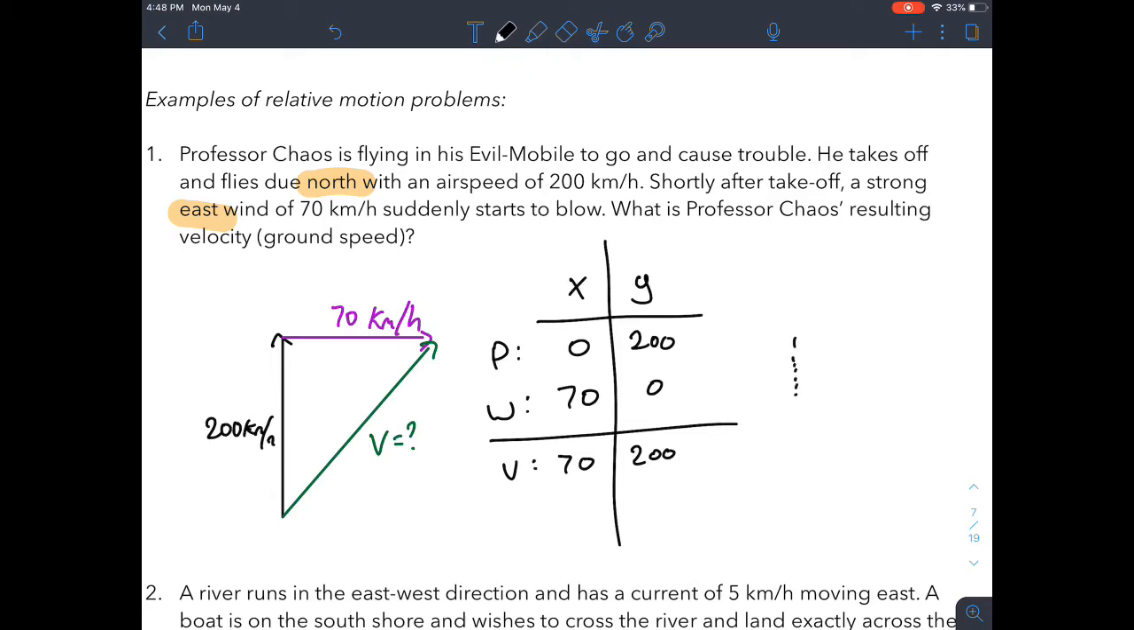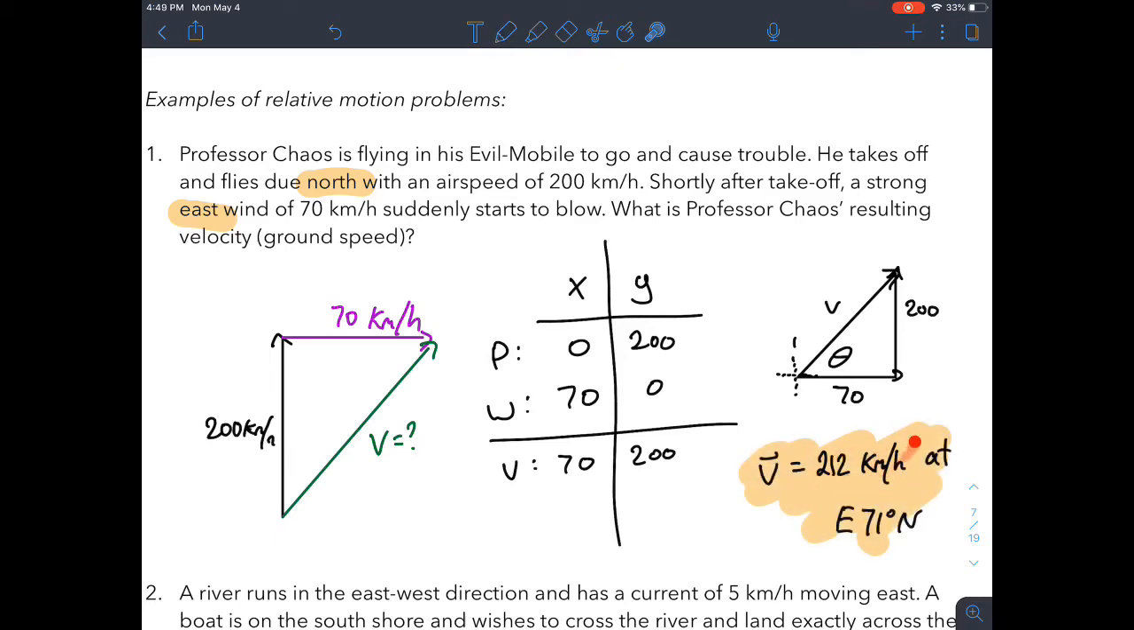If we start off at our 0 point origin, we're going 70 in the x direction, 200 in the y direction, and our resultant velocity looks like that with some angle. Now, we can solve this using trig, which gives us an answer of 212 kilometers an hour at an angle of east 71 degrees north.